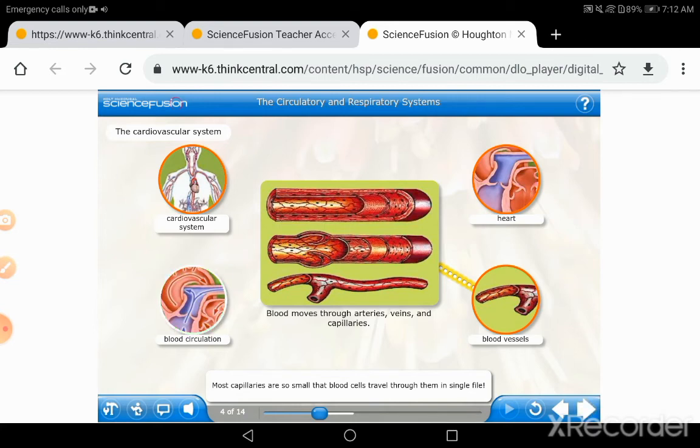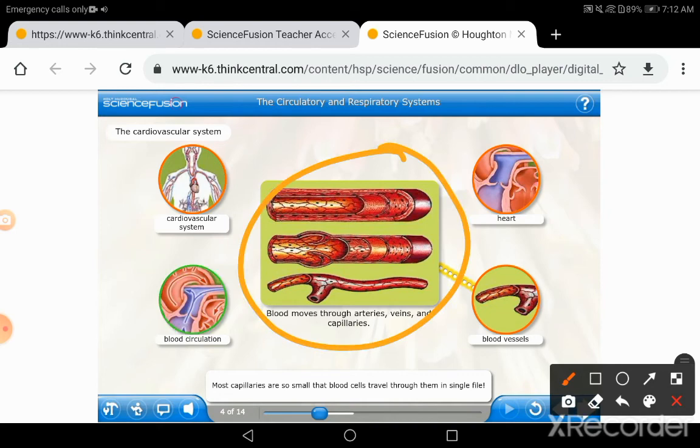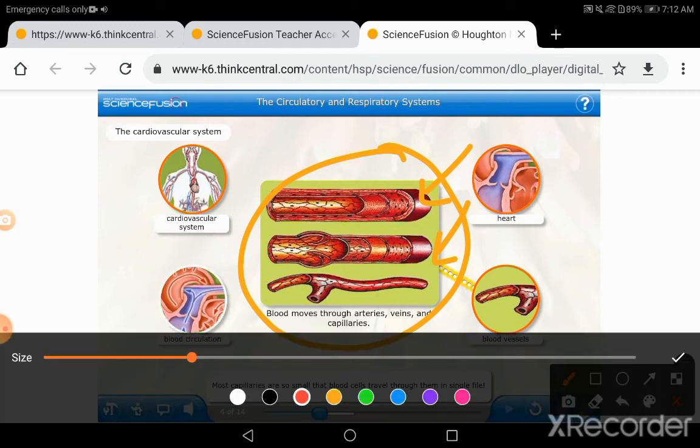Okay, you have this picture in front of you as well. So what you can see here, arteries, veins, and capillaries. But keep in mind that this is the artery. It has thick walls. Okay, compare the walls. Here the artery we said, so we'll use the red color. This is the artery. It has thick walls.